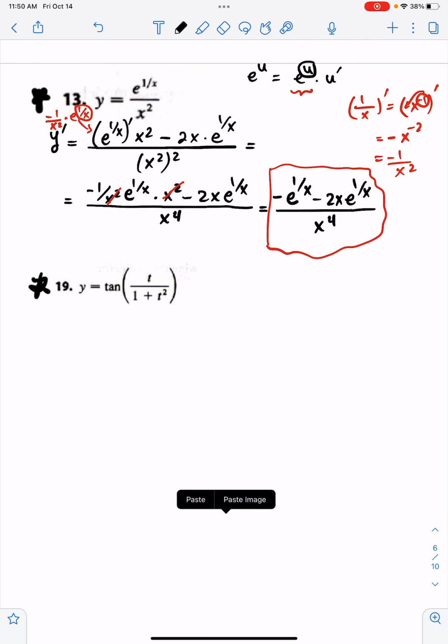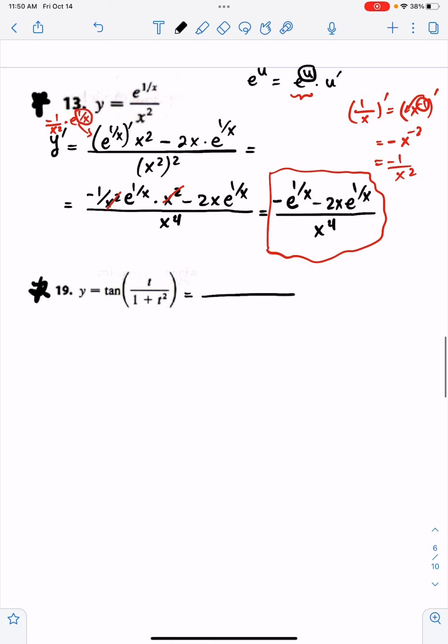So this one is tan. You may memorize derivative of tan or just memorize derivative of sine and cosine. I always write tan as sine of t over 1 plus t squared over cosine of t over 1 plus t squared, and find the derivative of that. So let's take care of each piece and the entire fraction.